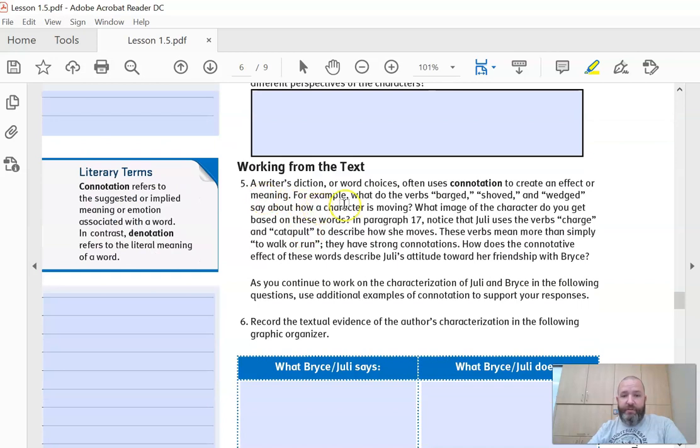Number 5, a writer's diction or word choice often uses connotation. Okay, here's a fancy word.